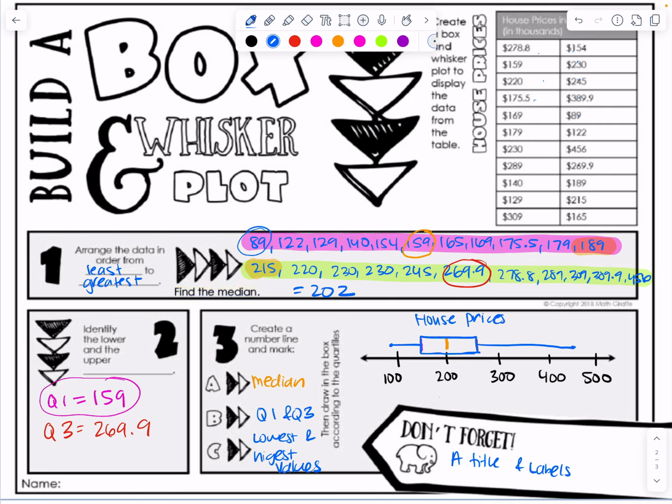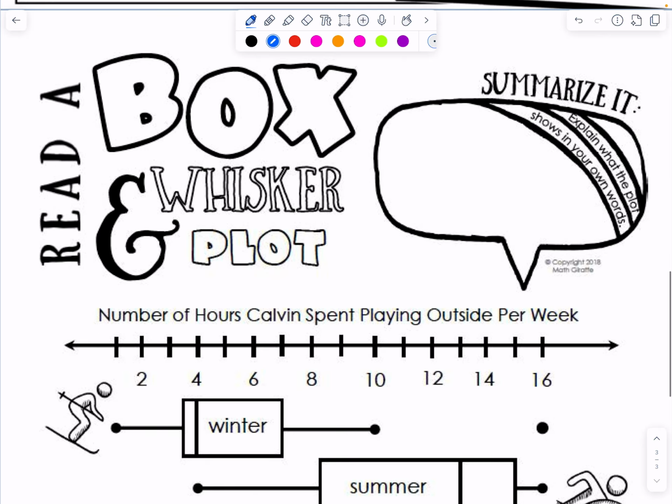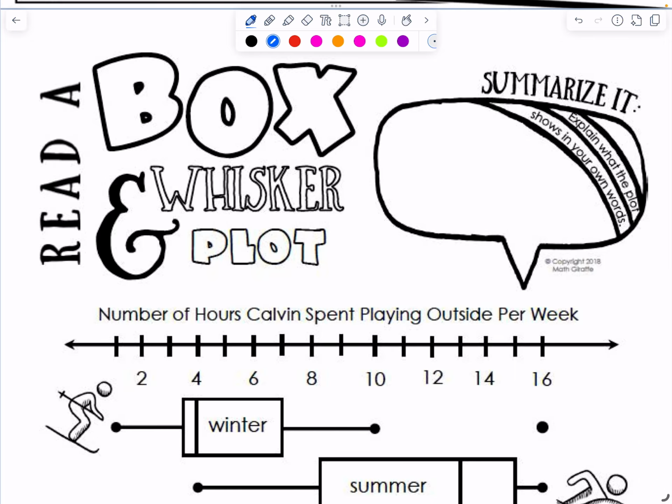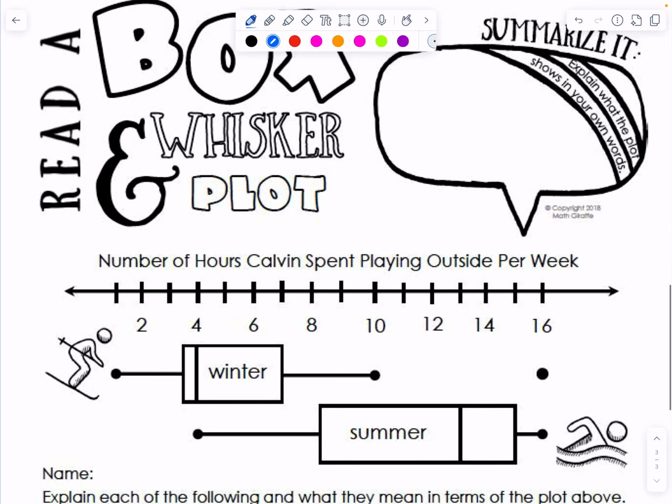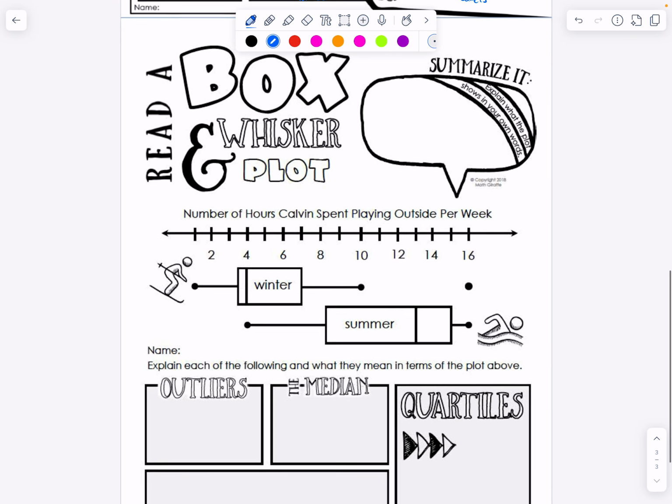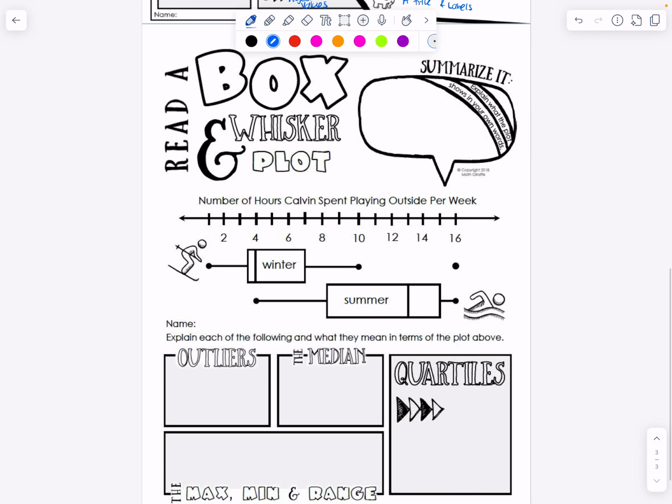So I forgot to fill these in as Q1 and Q3, and then lowest and highest values. So again, with everything, we want to make sure we don't forget a title and labels. So in this case, this is house prices, right? And then down here, I would probably write in thousands, because that's how we organized our number line there.